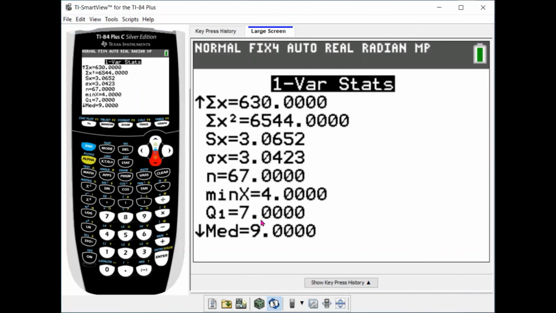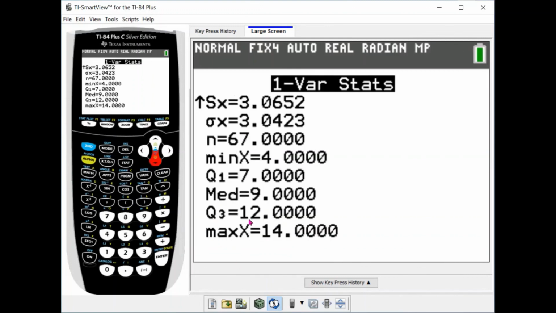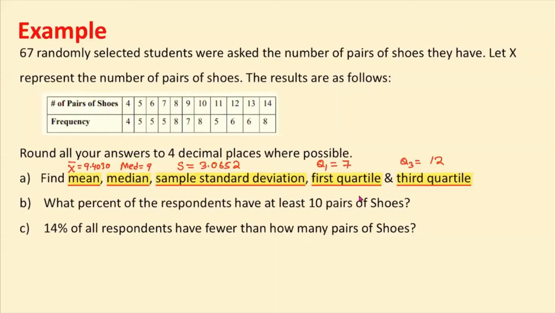First quartile is this one, Q1, which is 7. And third quartile should be a little bit down. So let's go a little down here. You can see third quartile is 12. So we can use calculator to find these values. These are the 5 values that we get from the calculator: mean 9.4030, median 9, sample standard deviation 3.0652, first quartile 7, third quartile 12. Wherever we got decimal, we write up to 4 decimal places. So that's for part A.